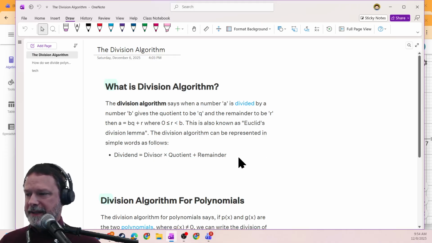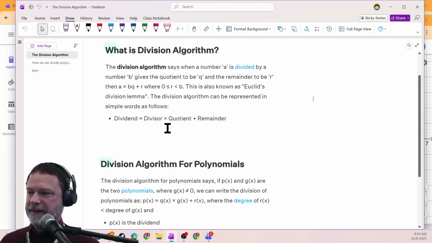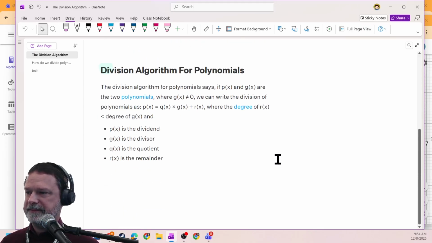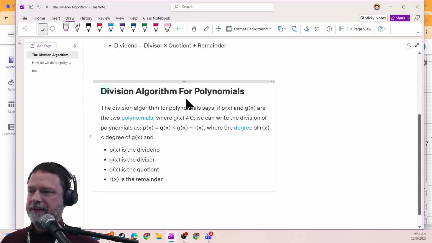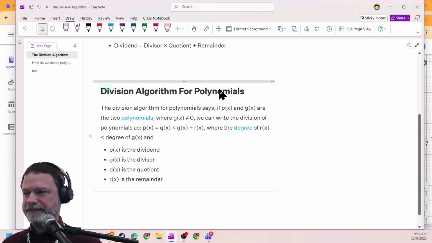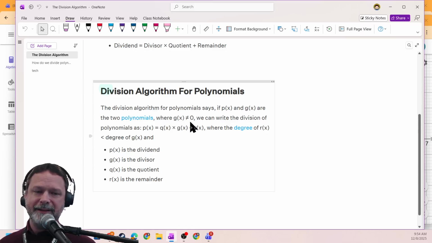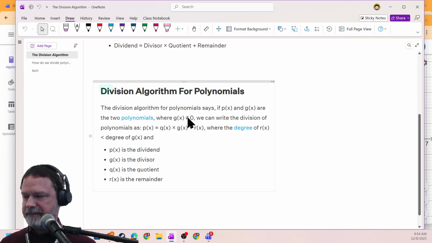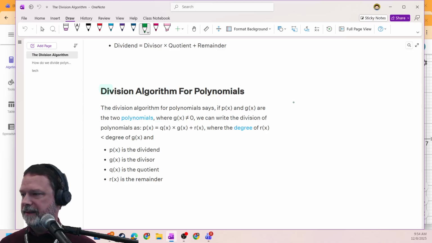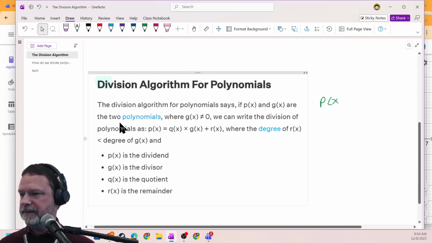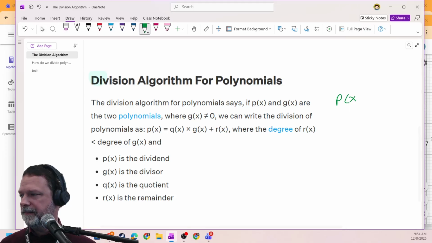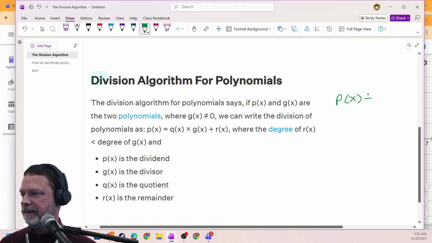So the dividend equals the divisor times the quotient plus the remainder. And that's what we had going on. The division algorithm for polynomials is very similar. If we have p of x and g of x, two polynomials where g of x is not 0, right? Can't divide by 0. Then we're thinking p of x divided by g of x.